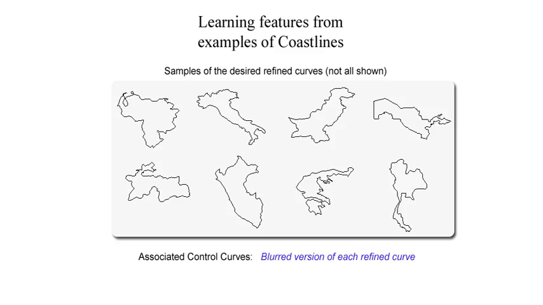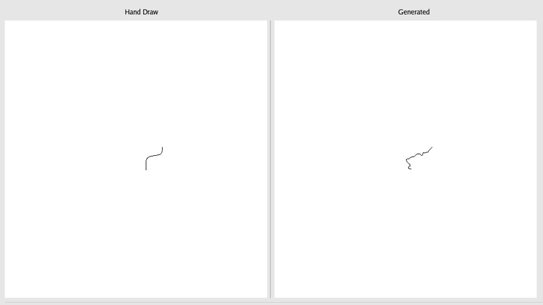Using a hidden Markov model, our sketching system learns refinements from a set of examples that exhibit a desired look, in this case, coastlines. These learnt refinements are then used to augment the tangent angles of a coarse input curve.